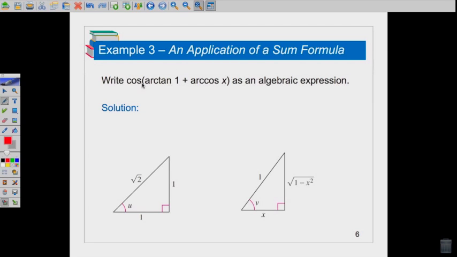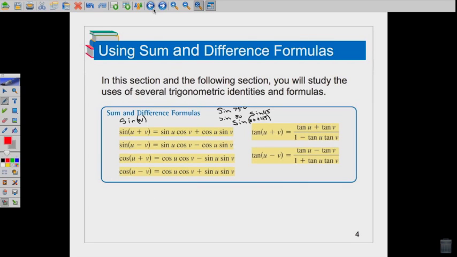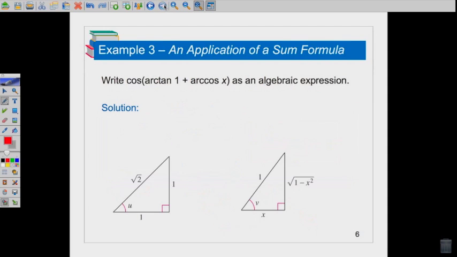If I'm doing a sum and I'm using cosine, I'm going to go back to my formula here. It's going to be cosine of the first, cosine of the second, minus sine of the first, sine of the second. Okay, so let's see if we can work that out. Cosine of the first, cosine of arctangent 1.